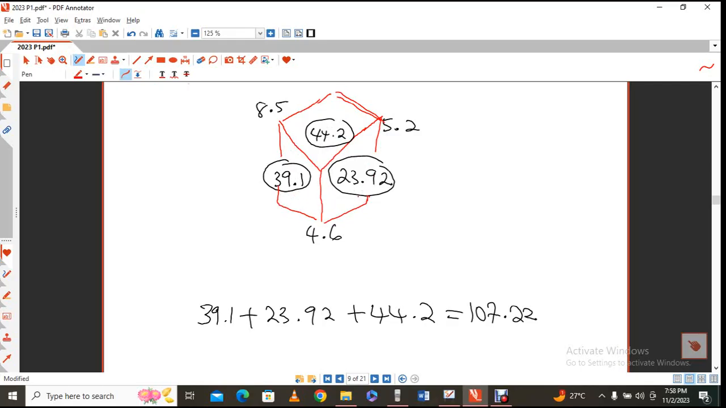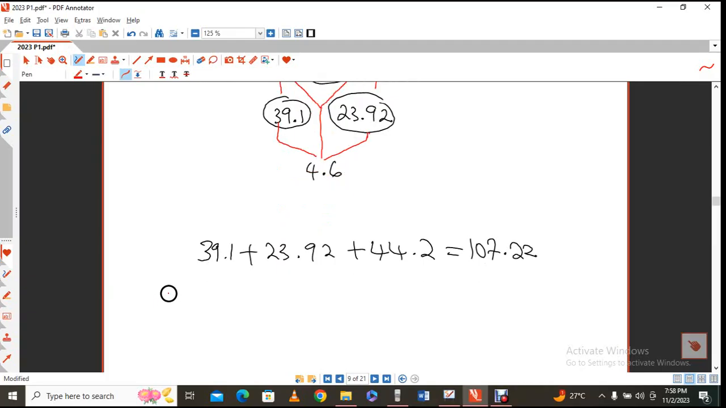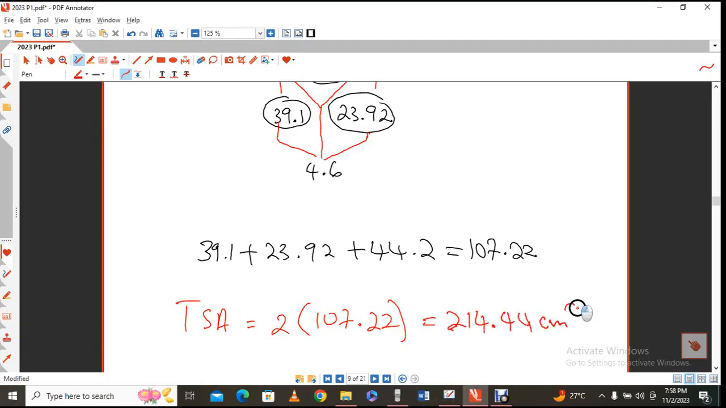So that means that I am going to say that the total surface area is going to be 2 times 107.22, which is spectacularly the same as my answer from the previous section.